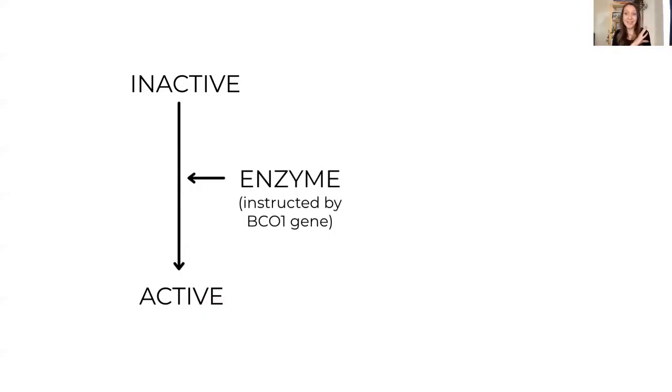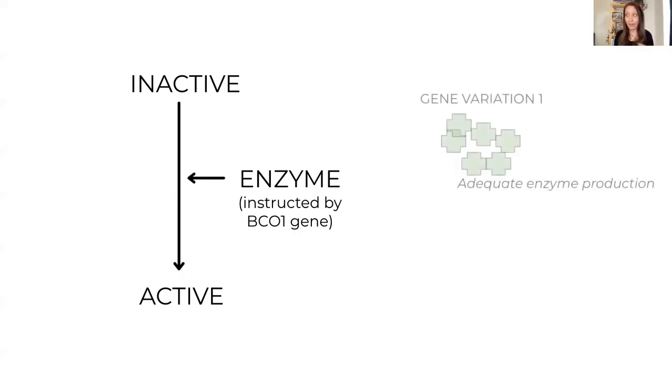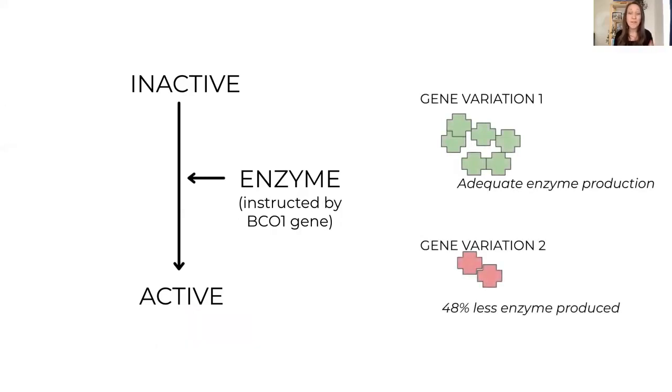Now, remember that our genes instruct our body to do various things, maybe make proteins, or another one is to make certain enzymes, and how much of a particular enzyme to make. So in this example, it is the BCO1 gene, which instructs the body to make this specific enzyme that converts the inactive vitamin A to the active, all right? So you can have two different versions of this gene, one that makes plenty of the enzyme and one that makes less, almost 50% less of that enzyme.